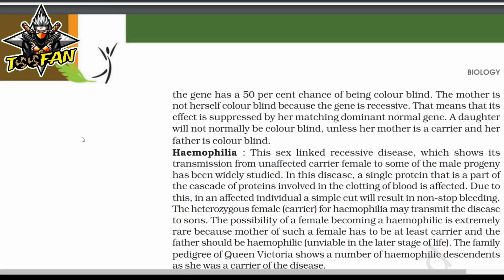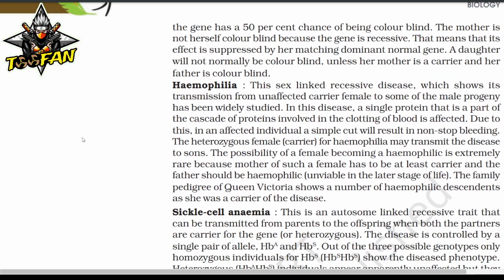The possibility of a female becoming hemophilic is extremely rare because the mother of such a female has to be at least a carrier and the father should be hemophilic. The family pedigree of Queen Victoria, as shown, has a number of hemophilic descendants, as she was a carrier of the disease.